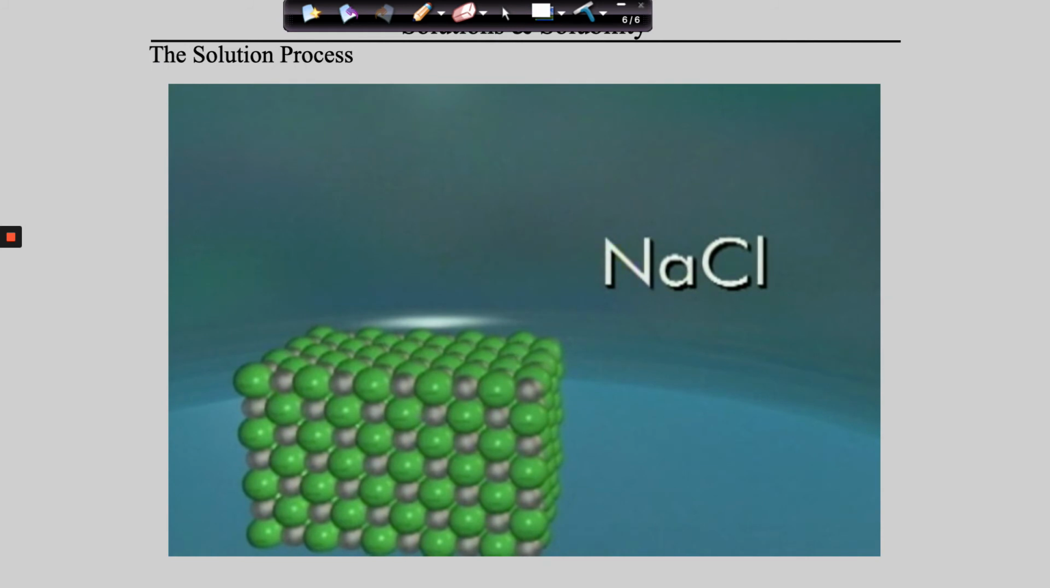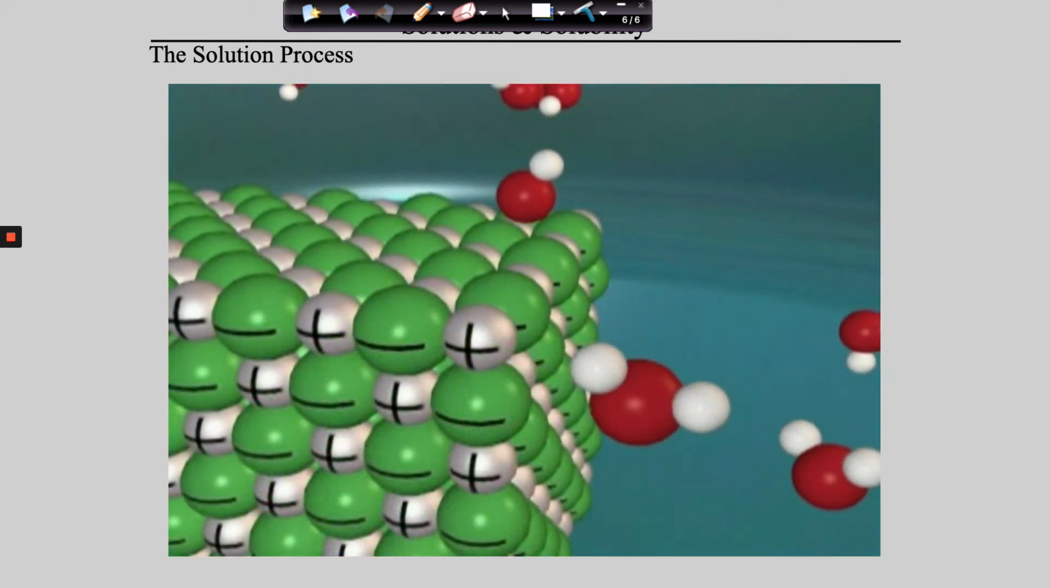When an ionic substance, such as sodium chloride, is placed in water, water molecules interact.